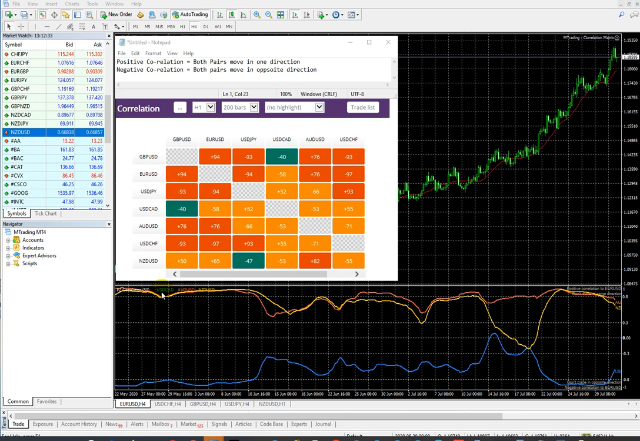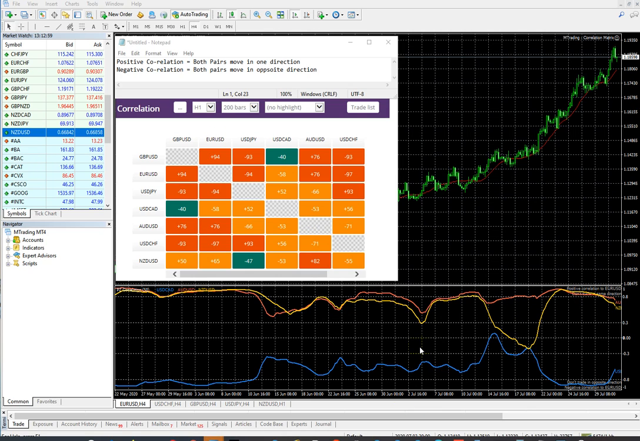You can check that USD/CAD is in blue and AUD/USD is in orange. Whenever AUD/USD is coming down, you can see that at that time USD/CAD is going up. Whenever AUD/USD is going up, USD/CAD goes down. So this is how this correlation matrix works.